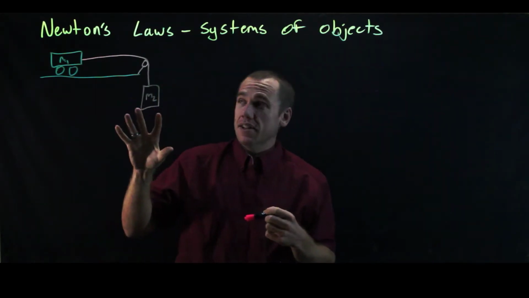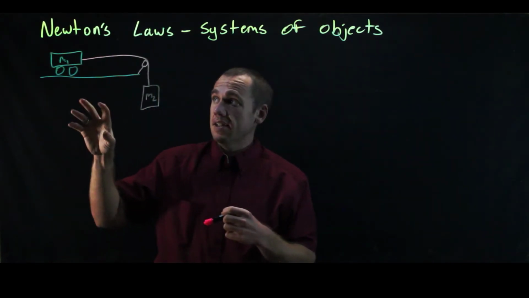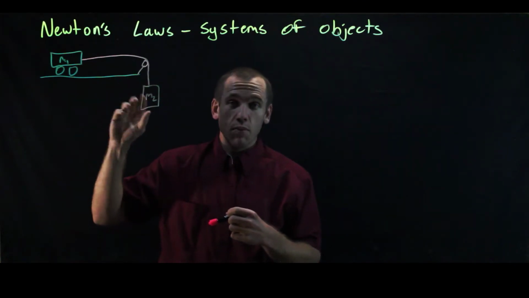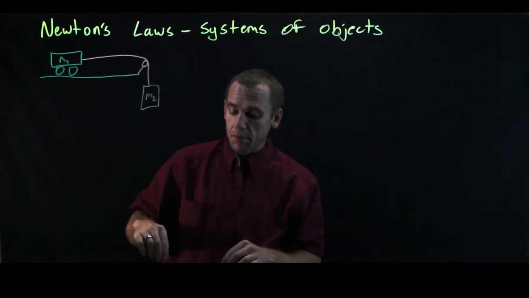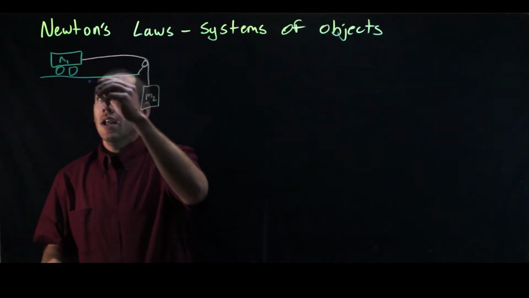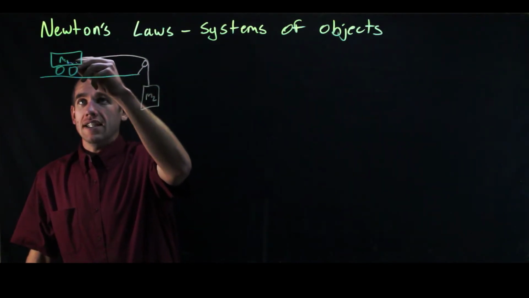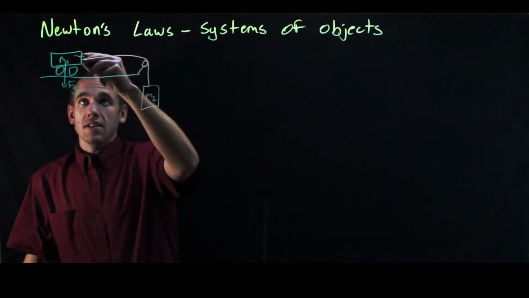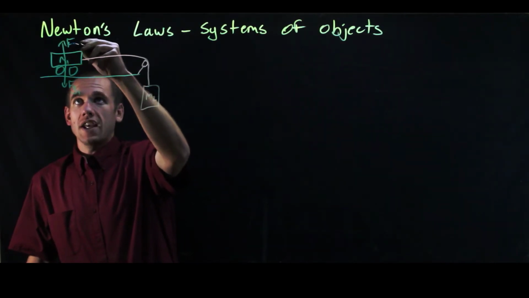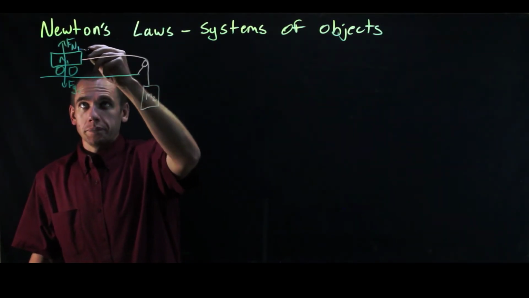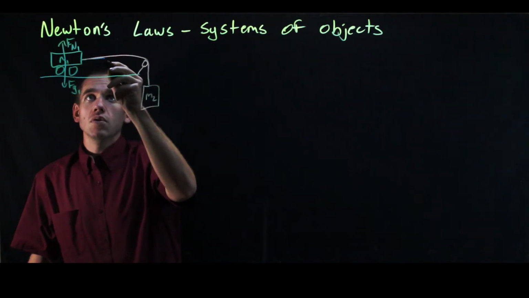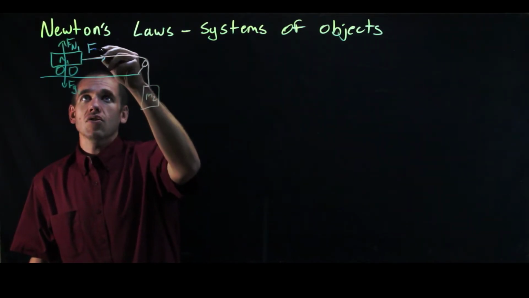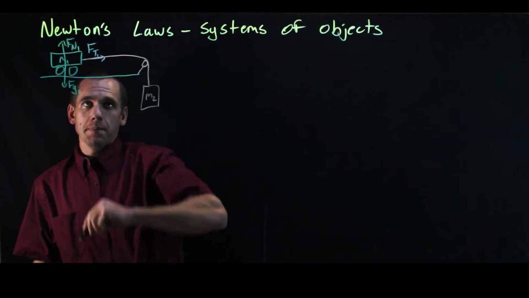We're going to analyze this problem in two ways. We're going to analyze this one object at a time, and then we're going to analyze it as a whole system. So first, let's look at M1. M1 has a few forces acting on it. It's got the force due to gravity. I'm going to call this Fg1 because it's on object 1, and it's got the normal force Fn1. There's also tension in the string. I'm going to call that Ft1.